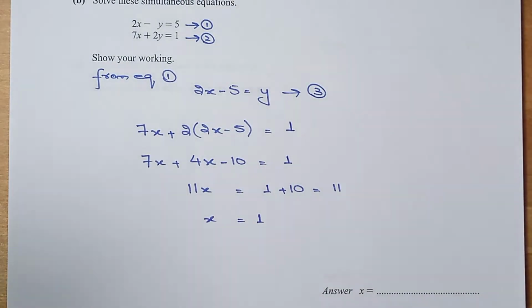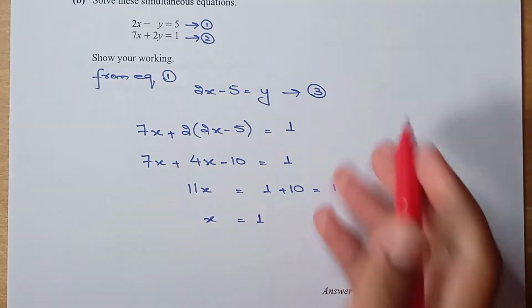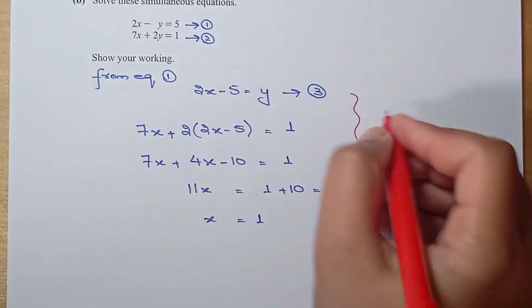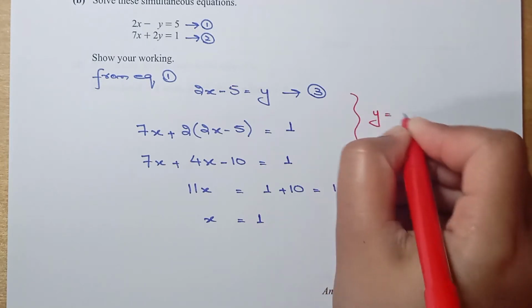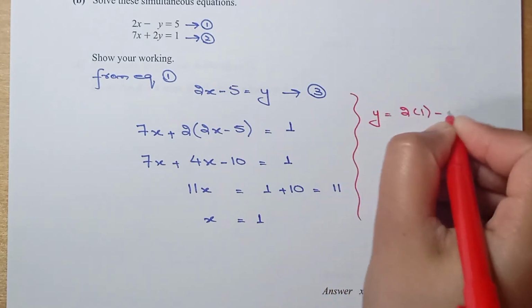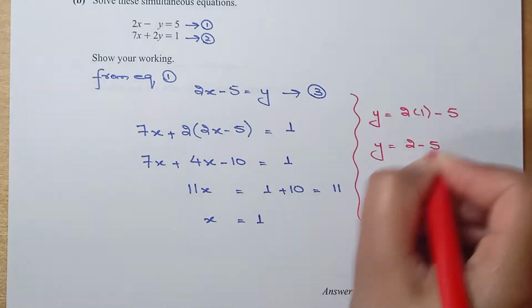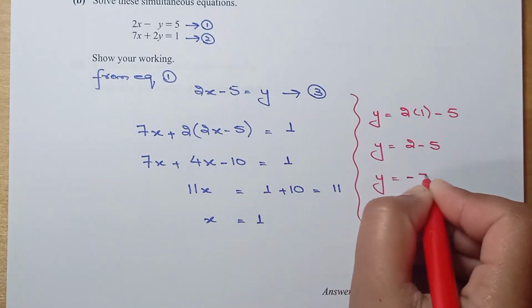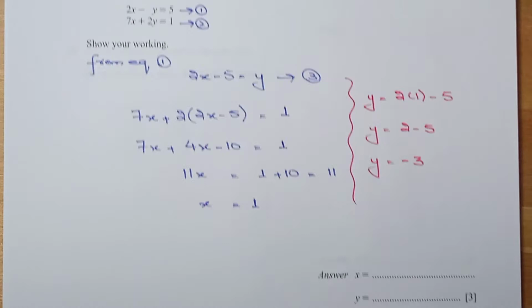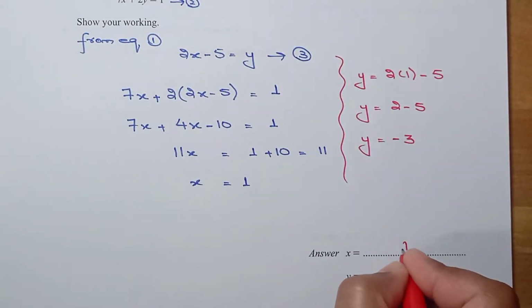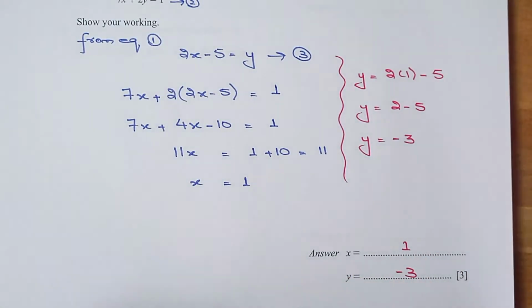Now substitute that x value into equation number 3 to get y. So y would be equal to 2 times 1 minus 5. So y equals 2 minus 5, and y is equal to -3. So x is 1 and y is -3.